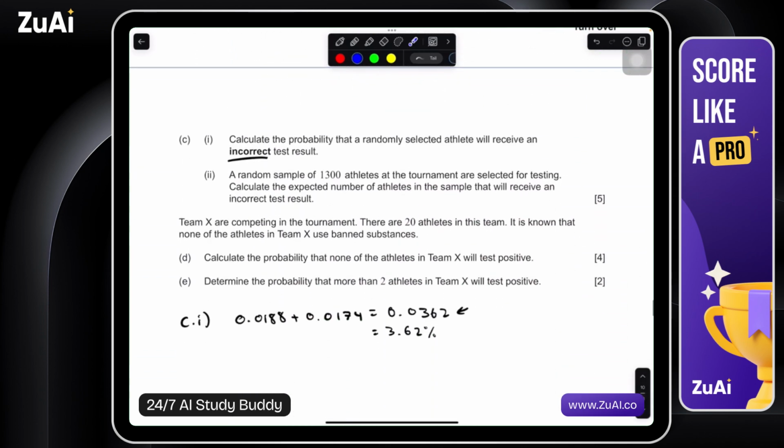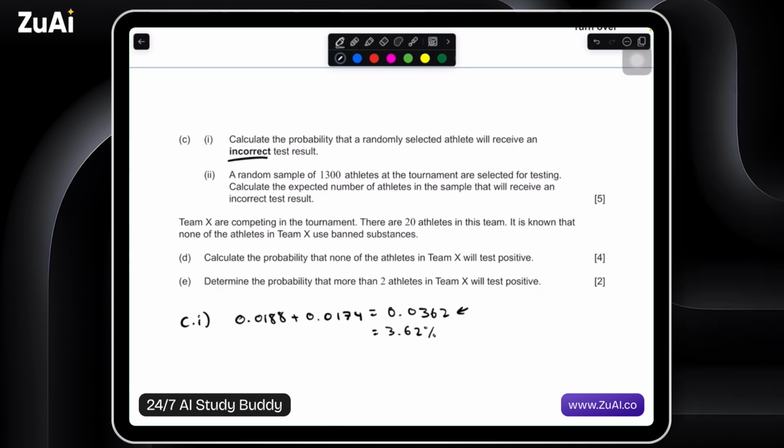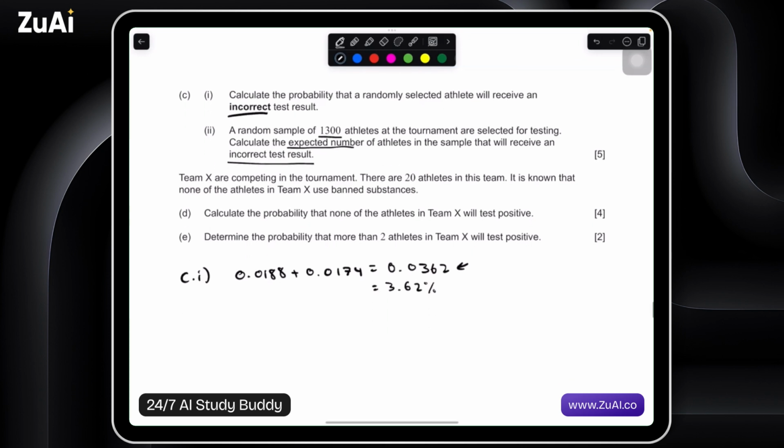Alright. And often on a paper too, this kind of transitions. Just reading the first part of this, it looks like it's a binomial. A random sample of 1,300 adults or athletes at the tournament are selected for testing. Calculate the expected number of athletes in the sample that will receive an incorrect result. Actually, this isn't a binomial. The next one looks like a binomial.